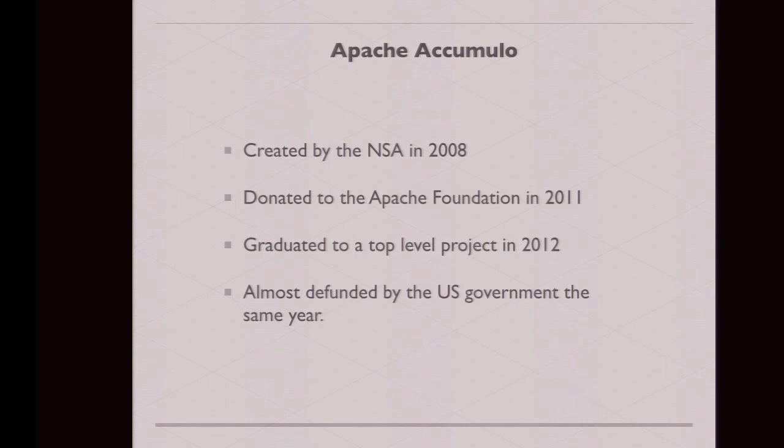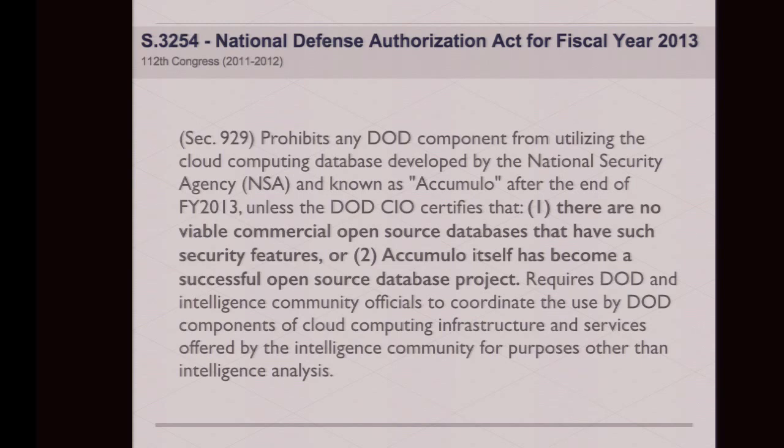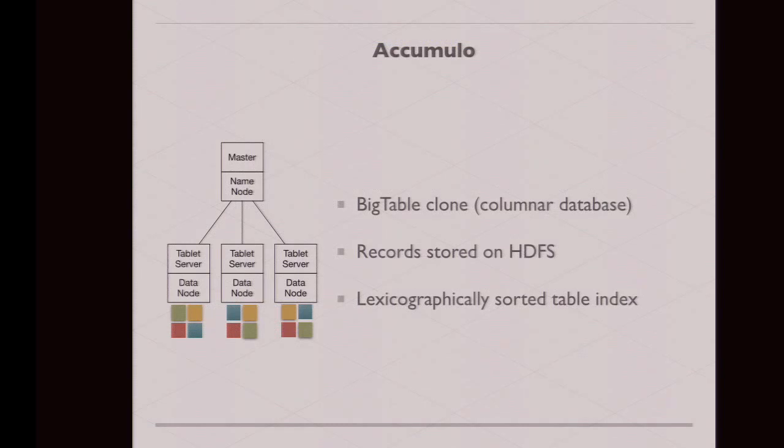It was donated to the Apache Foundation in 2011, and it graduated to a top-level project in 2012, and then the US government almost shut it down the same year. I just think this is a really interesting little side note. There was a Senate bill, there's some law in the US that the government's not allowed to use software if there's a cheaper alternative in a commercial or open source environment. So there was language in the bill that said you have to prove that there's no other database that does this, and that Accumulo is a successful open source project. And it had just graduated as a top level Apache project. That's pretty successful. It kind of shows how out of touch the government was, at least at the time.